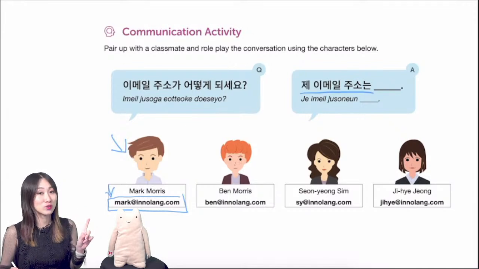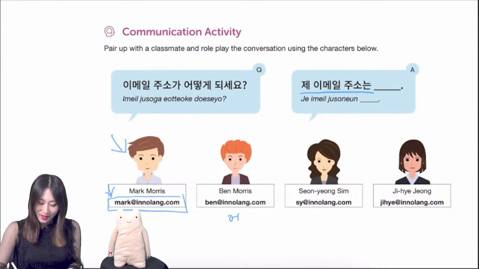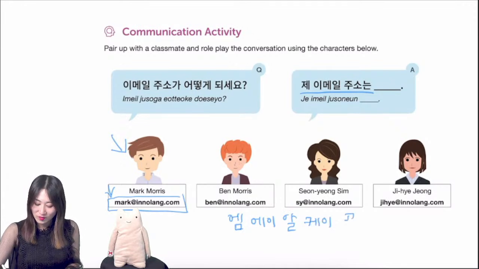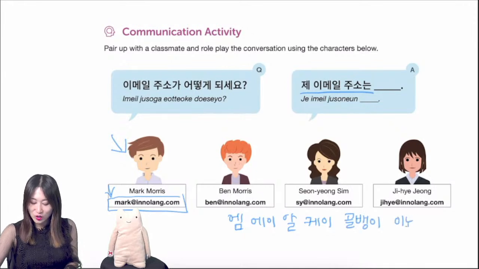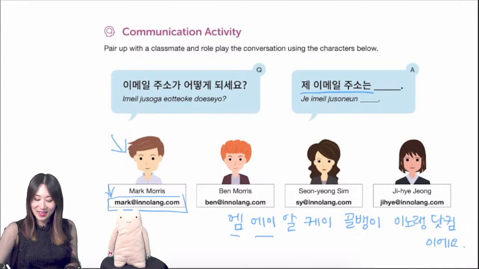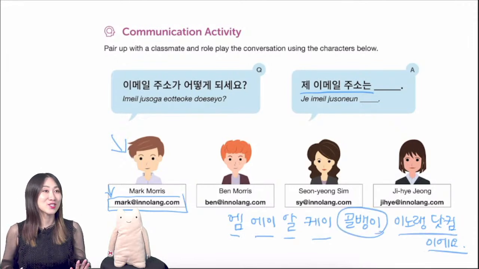So let's do the first one together. He's saying, 제 이메일 주소는 M A R K, MARK 골뱅이 이노랭.com이에요. Oops, I don't have enough space. But MARK 골뱅이 이노랭.com이에요. He's answering that.